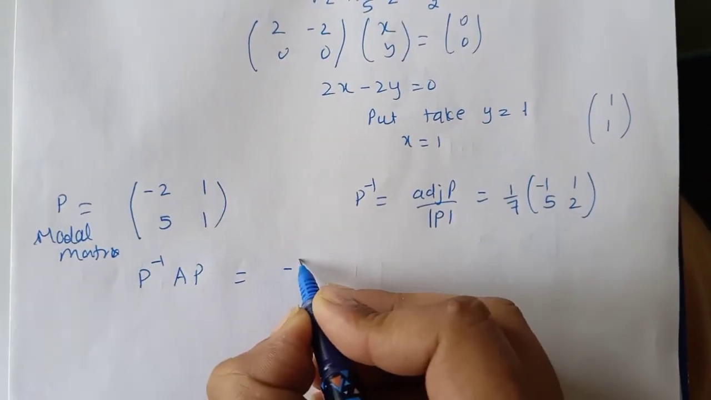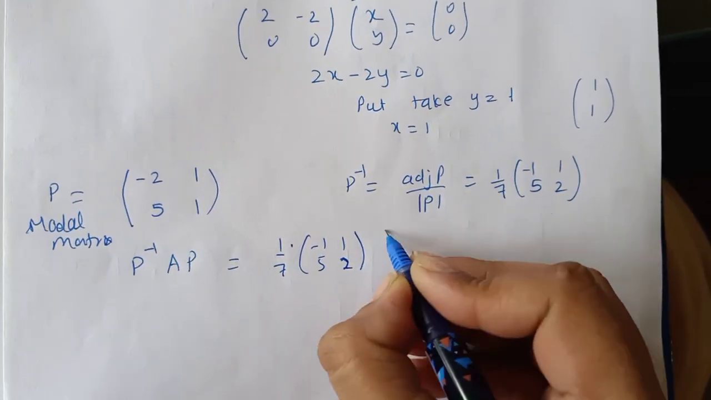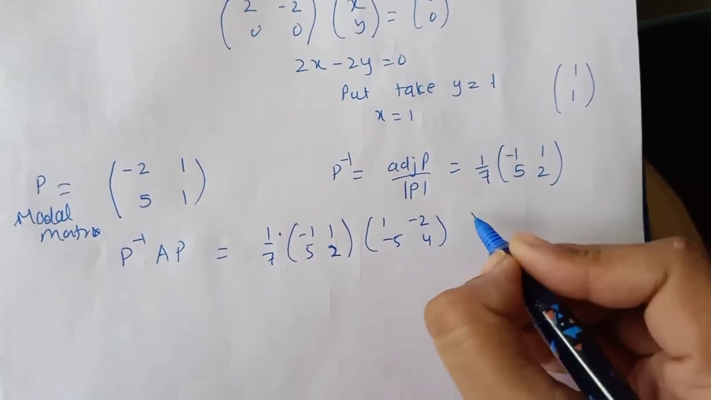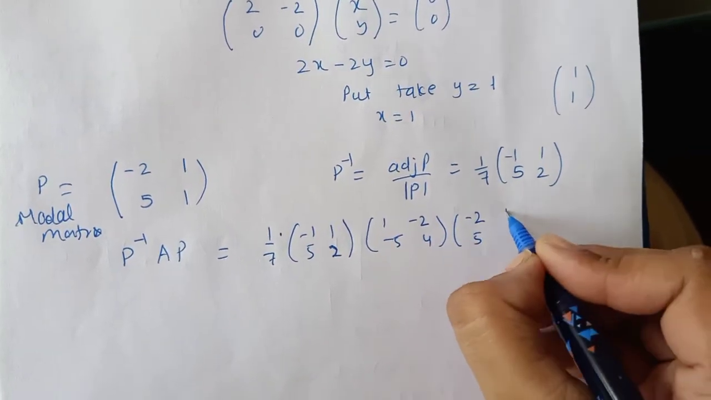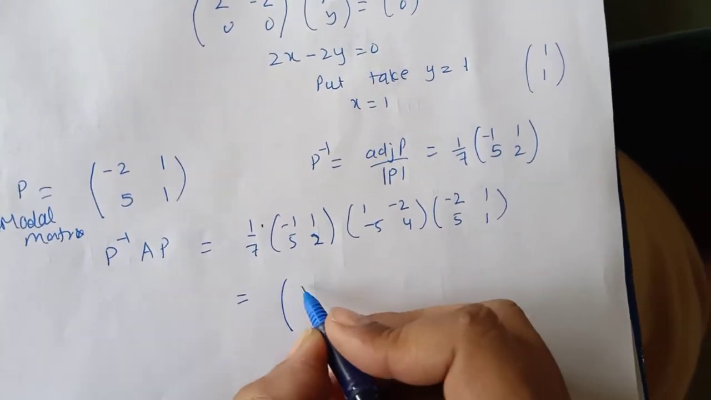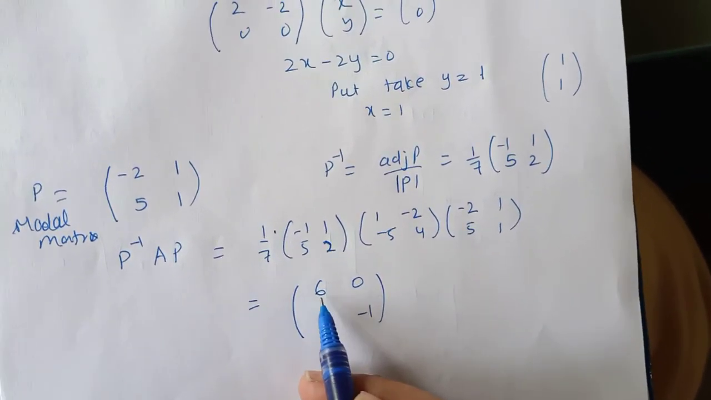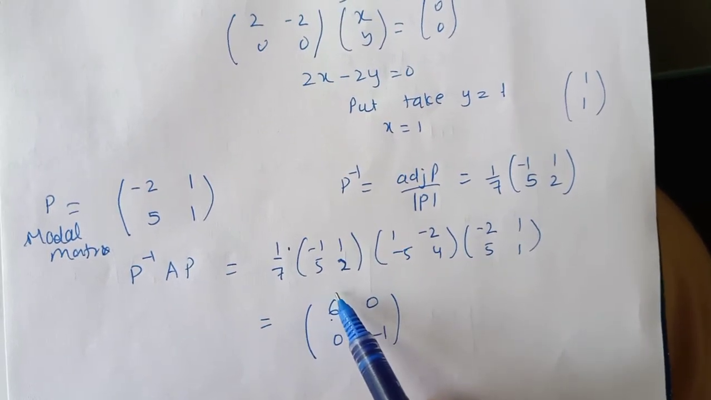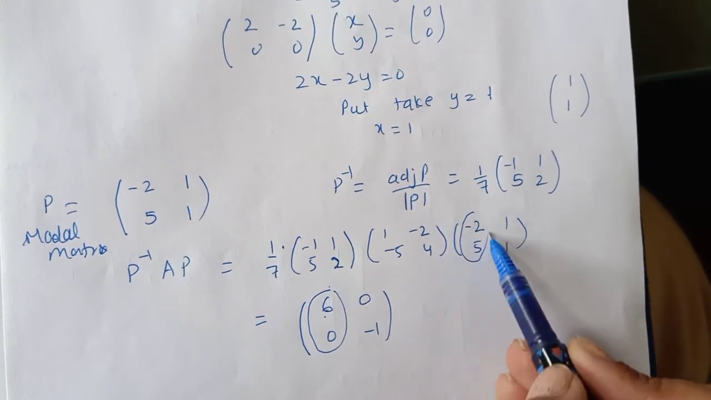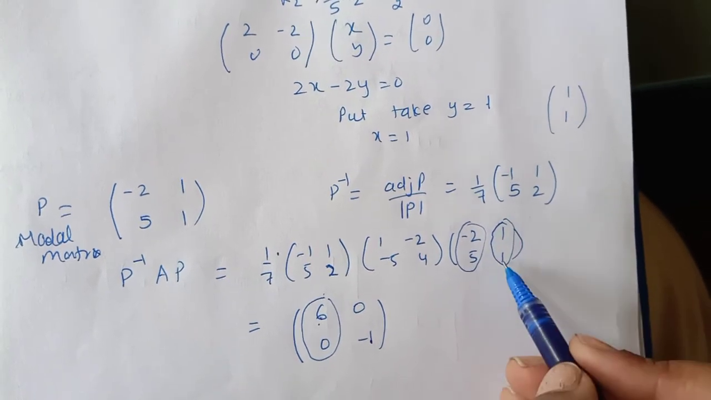Now when you multiply, this is my P inverse A, where A is the given matrix, which was [1, -5; -2, 4], and P, which is [-2, 1; 5, 1]. Then you will always obtain [6, 0; 0, -1]. What is this 6? Recall, this 6 was the eigenvalue corresponding to this eigenvector, and -1 was the eigenvalue corresponding to this eigenvector.